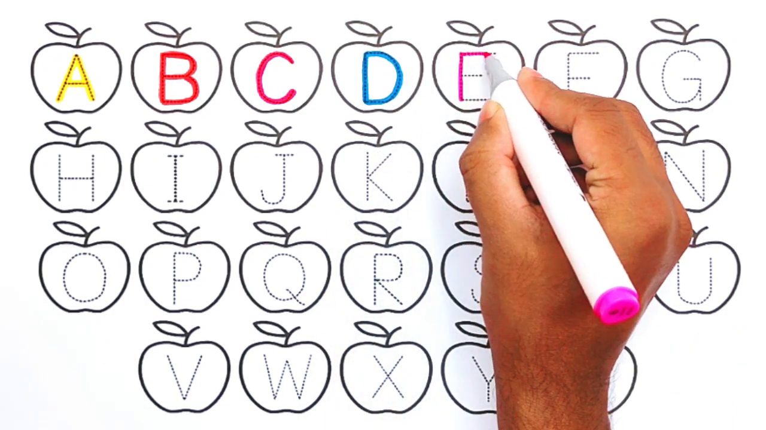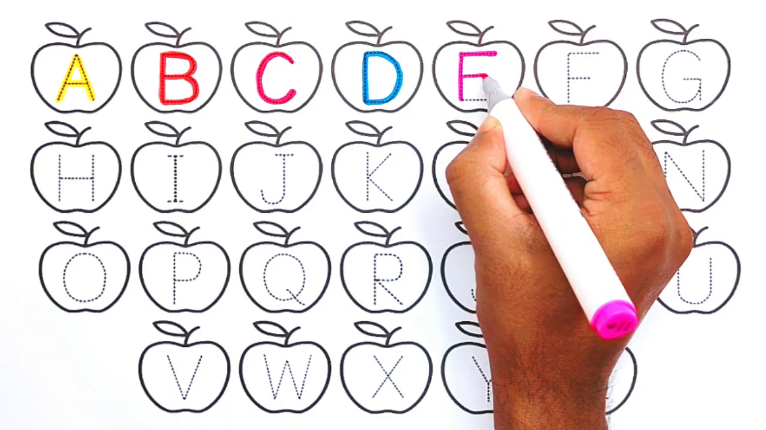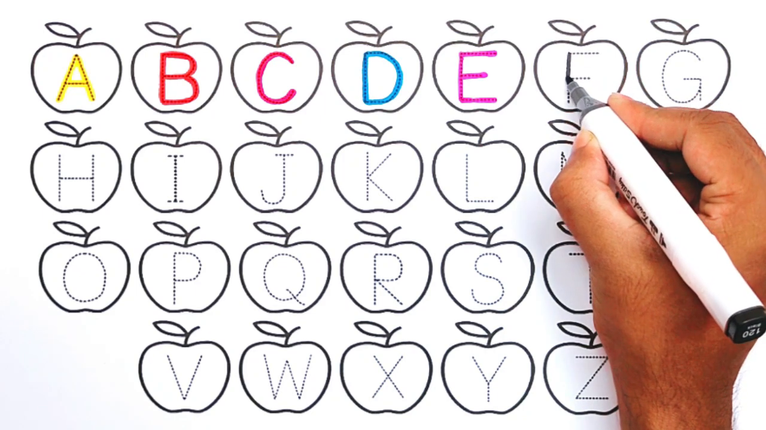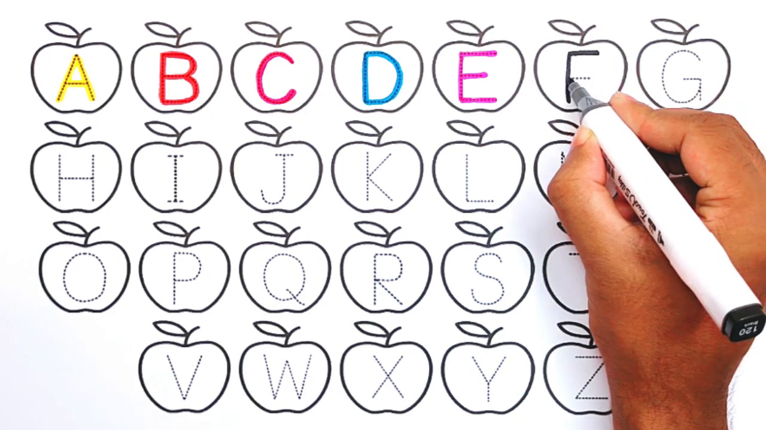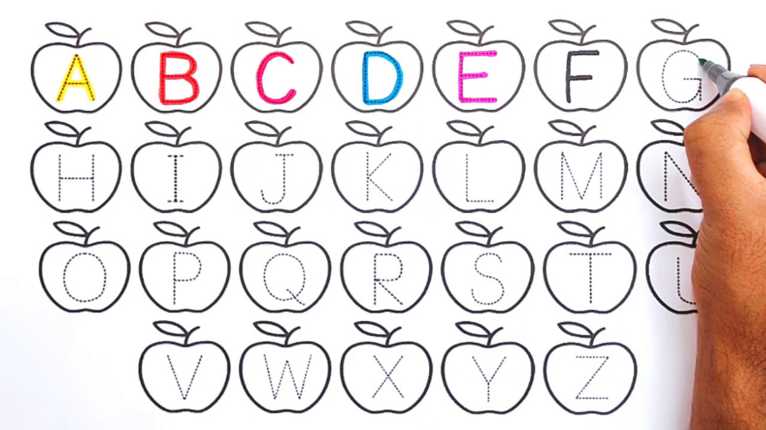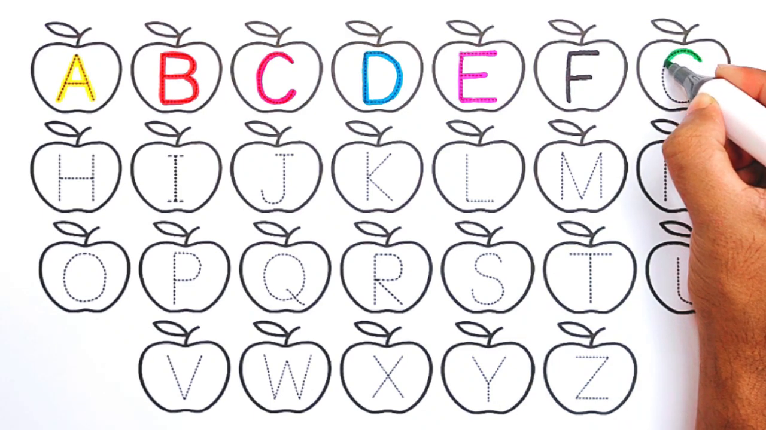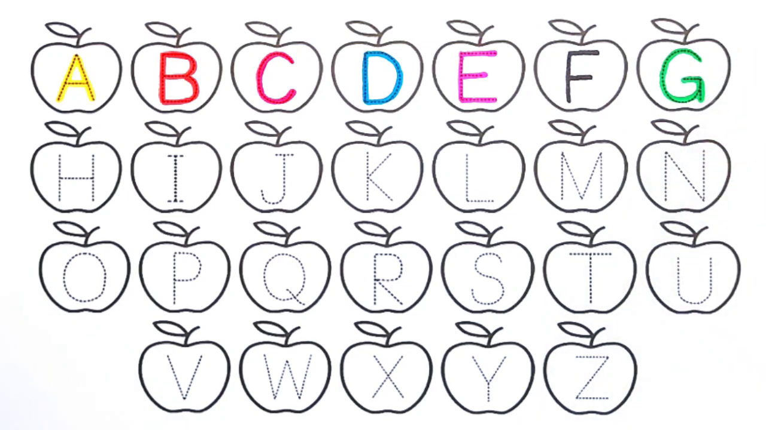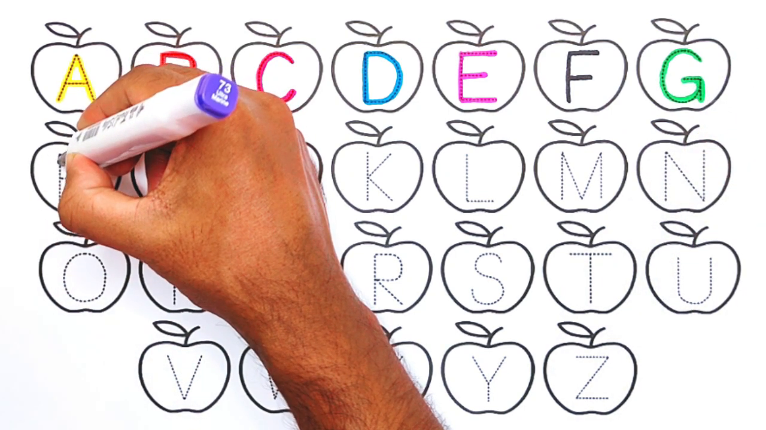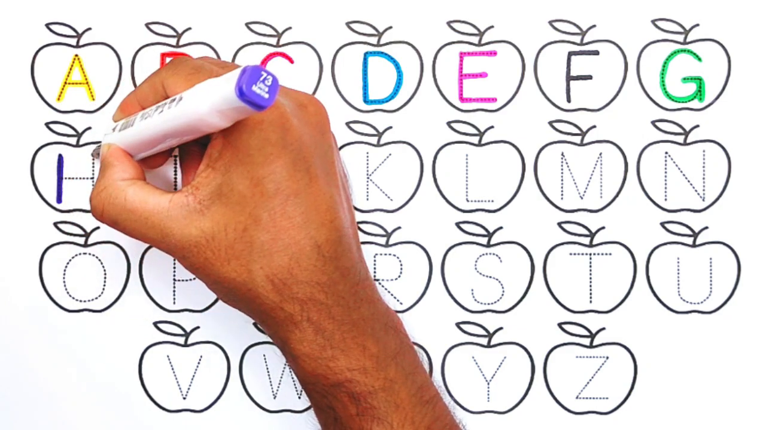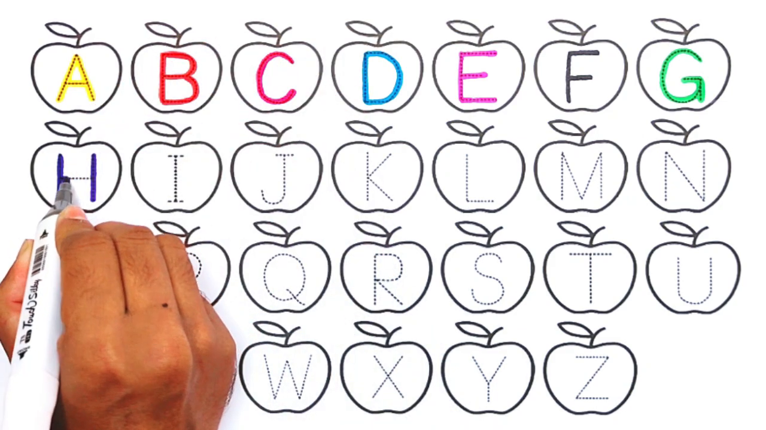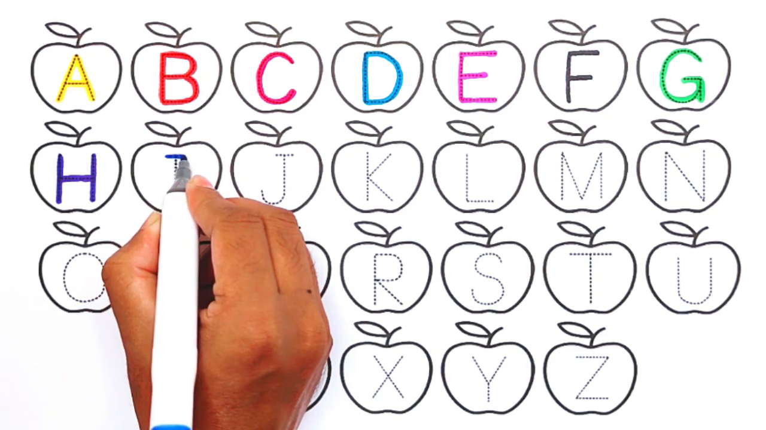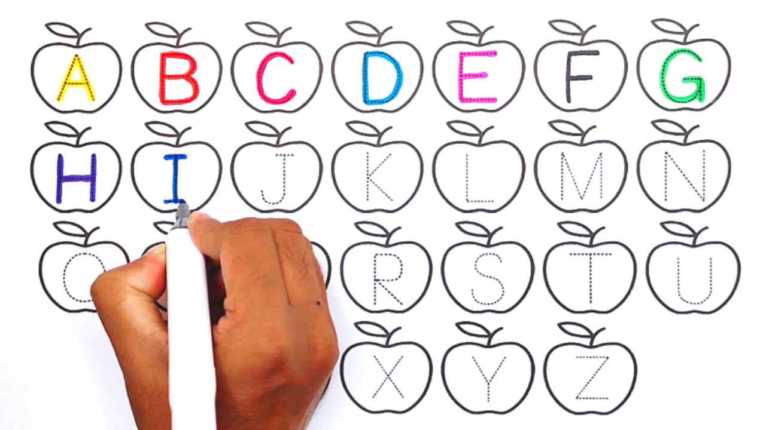E for elephant. F for frog. G for giraffe. H for helicopter. I for Iceland.